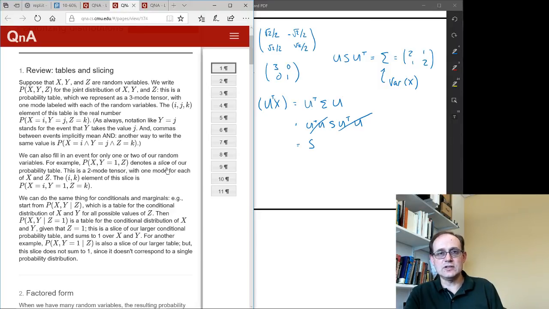And so that's a two-mode tensor. It's got a mode for x and a mode for z. The mode for y has gone away because we fixed the value to just a single value of that mode. And the ik element of that two-mode tensor, of the slice, is the one where x is equal to i and z is equal to k, and y, of course, is equal to 1 because that's true for every element in this slice. All right?